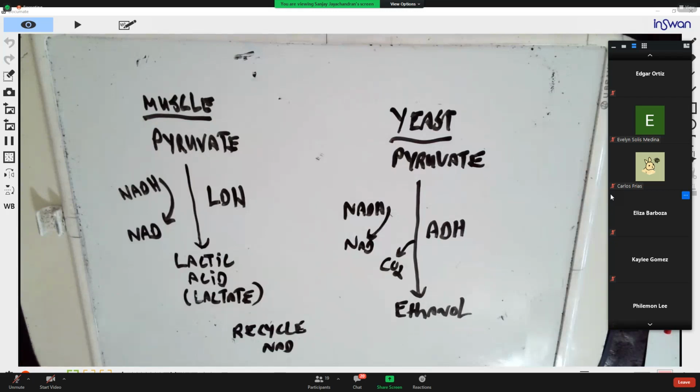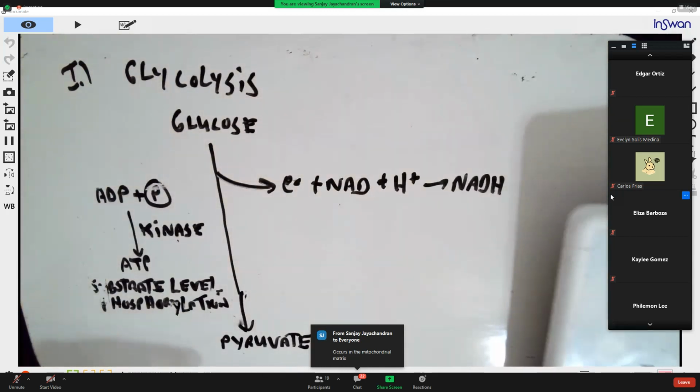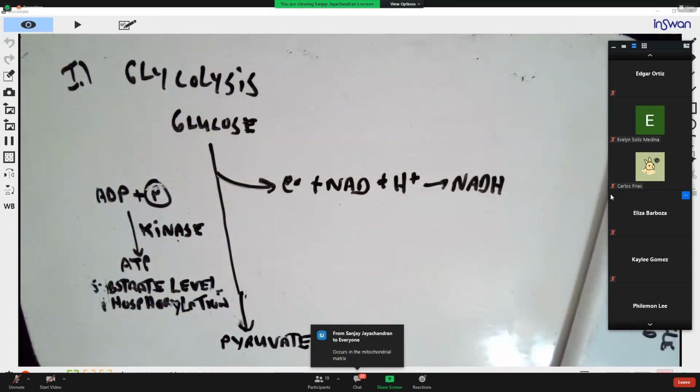So now, let's say we do have oxygen. We're going to go to step 2, and that is called the Krebs or TCA cycle. And this occurs in the mitochondrial matrix. It occurs in the mitochondrial matrix.